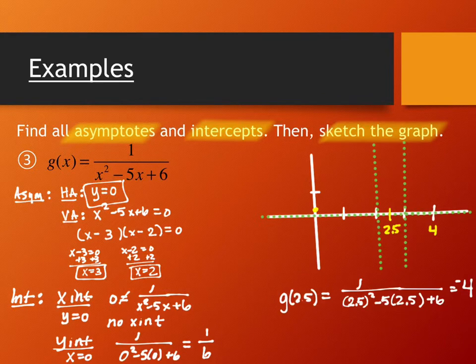And we'll do the same thing for the point at 4. X is equal to 4. So I have 1 over 4 squared minus 5 times 4 plus 6, and it gives me 0.5. Okay, so at x equals 2.5, I have negative 4.